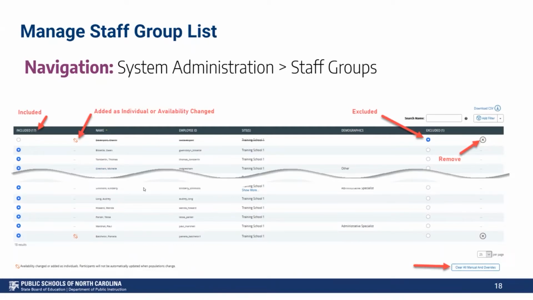And then managing your group, we looked at excluding people from the group. When people are manually added, they get the little chain icon. We looked at removing people from the group with the X on the right. And we looked at clearing all manual overrides. It takes out everything that was added manually, but it will keep any dynamically added people in the list. We also looked at downloading a CSV of the list on the page.